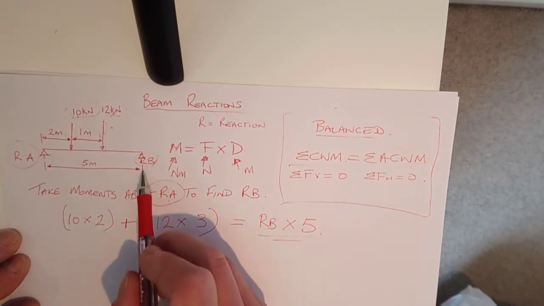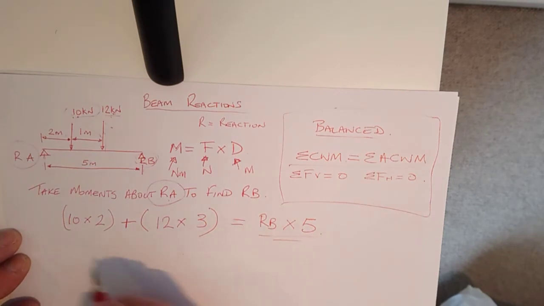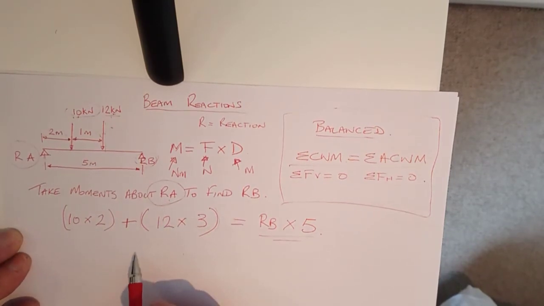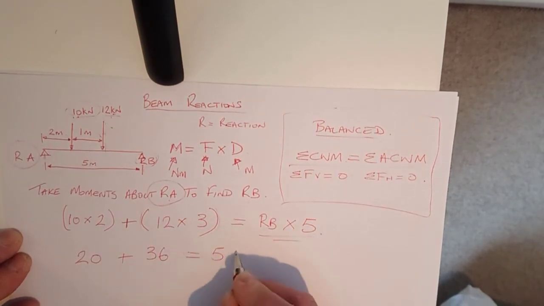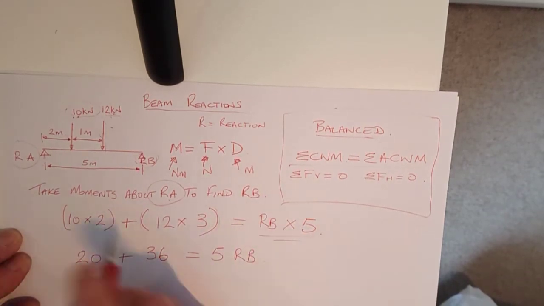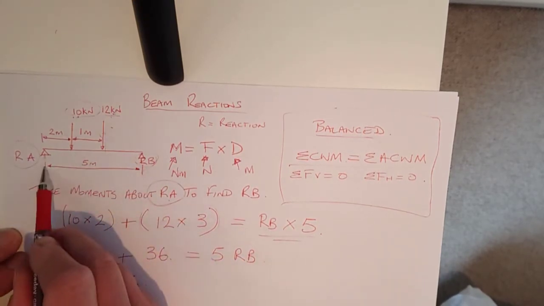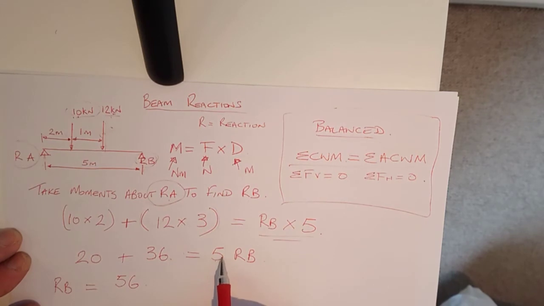Okay, so we want to find this reaction force here. We can do a bit of simple maths, working through the brackets, because we're working these out separately. So 10 times 2 is 20, plus 12 times 3, 36, is equal to 5 RB. Now I'll swap this over, because what we're looking for is RB. Reaction force at B is equal to, we'll add this together, 20 plus 36 is 56, over 5. The 5 is just this distance, that's where the 5 has come from. I've just put it in front this time, but it's still 5 times RB.